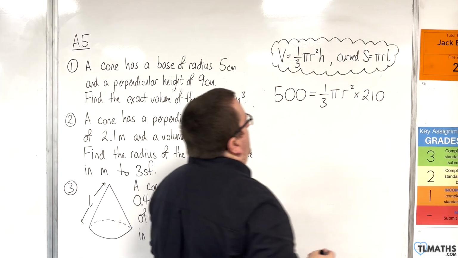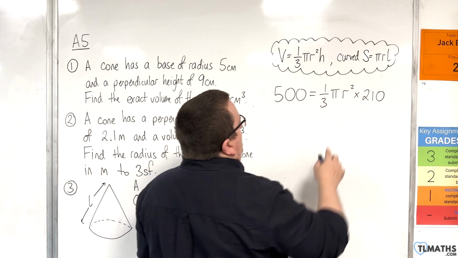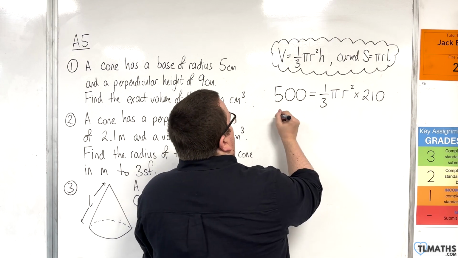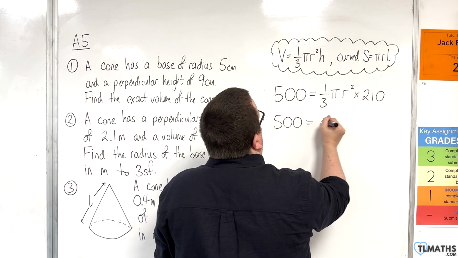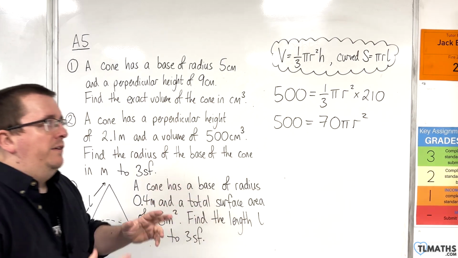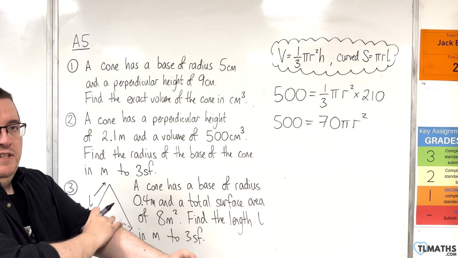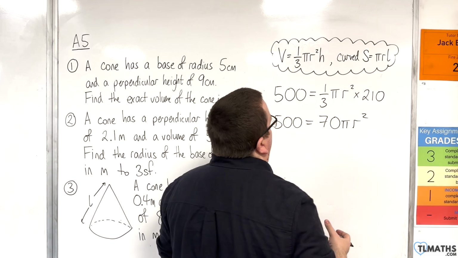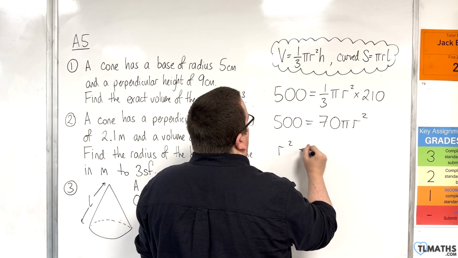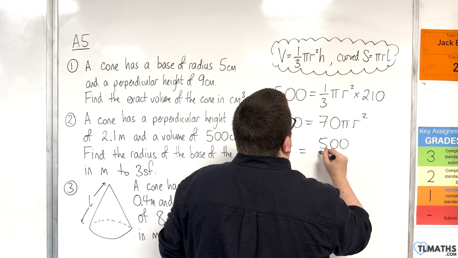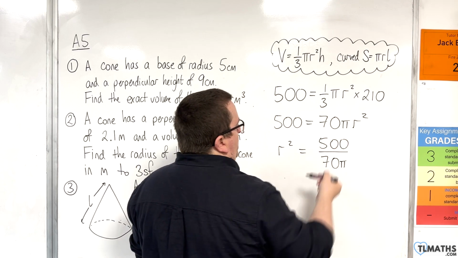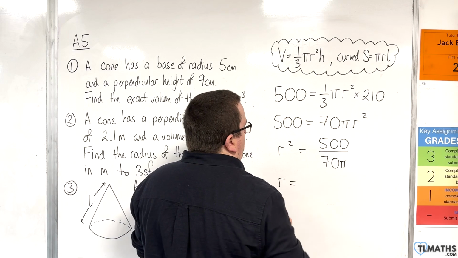So that's 1/3 pi r squared h is the volume. Okay, so I am first of all going to multiply the 1/3 by the 210, and that's 70. So 500 equals 70 pi r squared. Now you might have multiplied through by 3 and divided by 210. You could have done it that way. It doesn't matter. Now I'm going to divide both sides by the 70 pi. So r squared is 500 over 70 pi. Now of course that can be simplified, but now I'm going to square root.